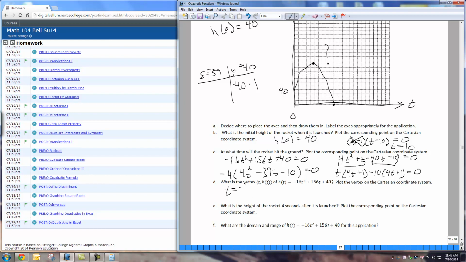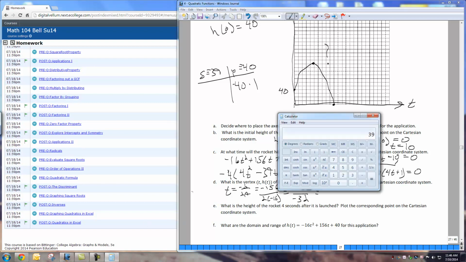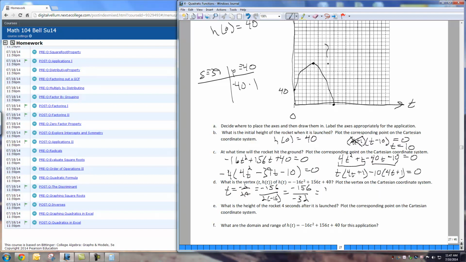So the t value of the vertex is negative b over 2a, which equals negative 156 over 2 times negative 16, which equals negative 156 over negative 32. That's good, it's a negative over a negative because we better get a positive value for our answer. So 156 divided by 32 equals 4.875. We'll just call it 4.9 seconds. So at 4.9 seconds, this thing tops out.